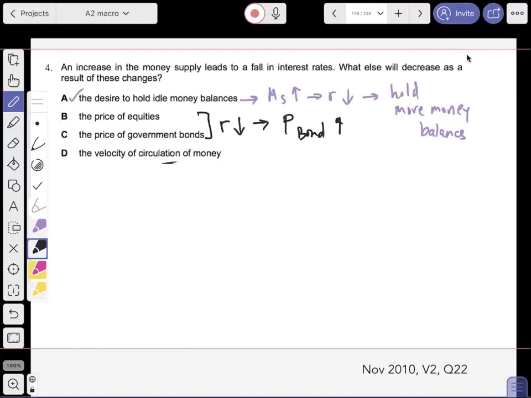The reason is very simple. Interest rate goes down, these bonds and equities will become more favorable to invest in. Their demand should go up, and when their demand goes up, price will go up.